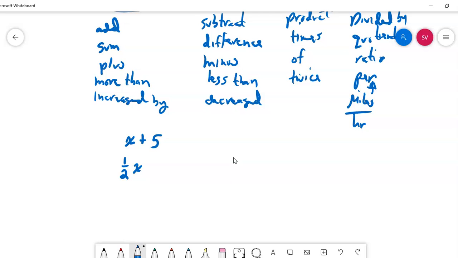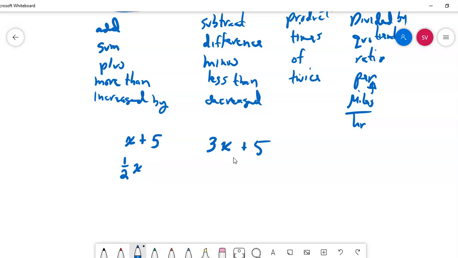All right, let's look at another one. 5 more than 3 times some number. Well, we don't know what this some number is, so that's an X. 3 times that is 3 times X. 5 more than this is plus 5. So that's how you have to walk through the problem and try to convert it.